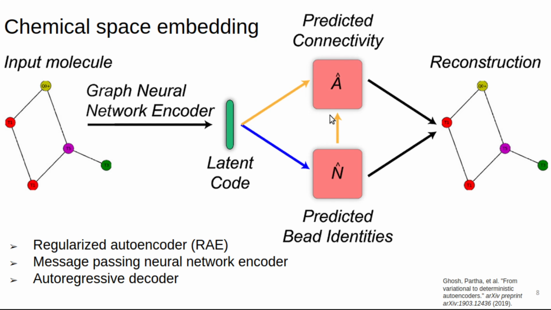This together defines an effectively autoregressive decoder where the connectivity and bead identities are used to reconstruct the original molecule. This whole network is then trained end-to-end, attempting to effectively reconstruct the input molecules while performing exact graph matching to ensure that our latent code remains invariant to permutational symmetries of the node identities.